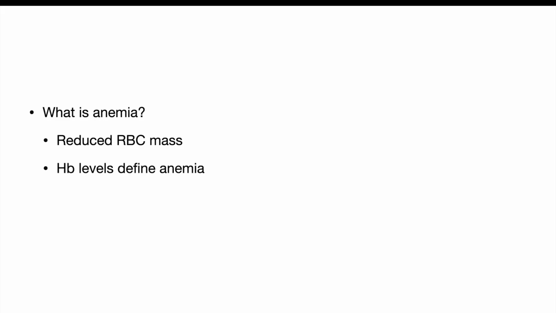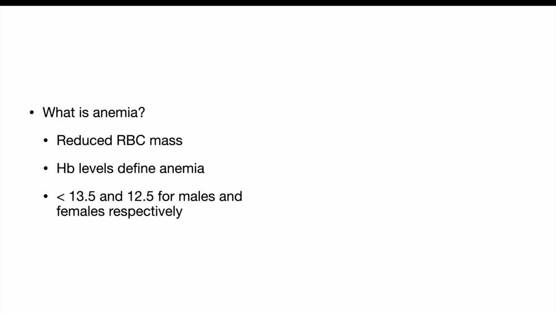So now that we know what anemia is, the next question would be, okay, what values are normal? How do we know if hemoglobin levels are too high or too low, since that's going to be our main marker to determine whether someone is anemic or not. And that number is 13.5 for males and 12.5 for females. So anything below that, the patient will be considered anemic.